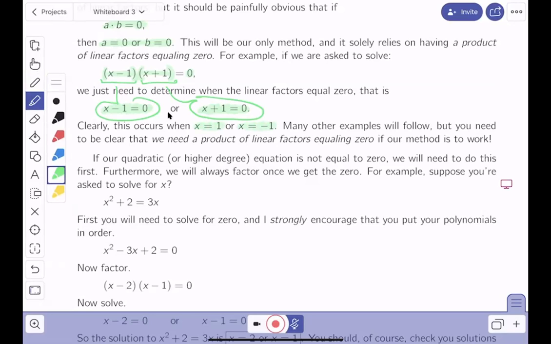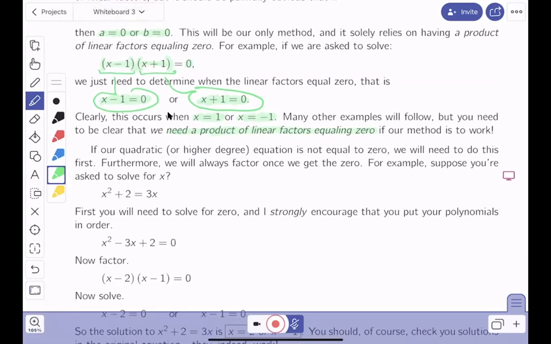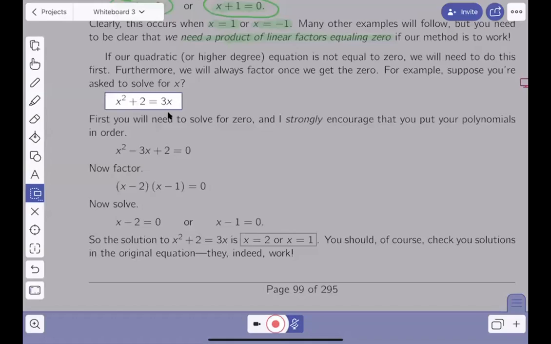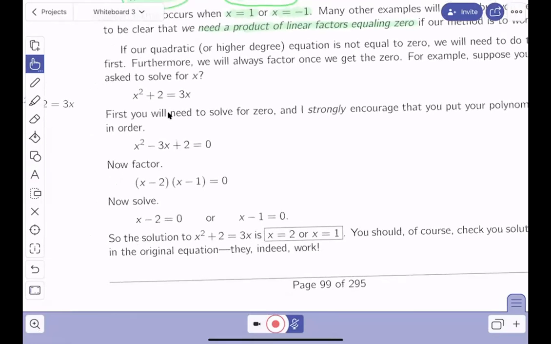So again, you hear me say this over and over again: zero product rule. Here's the trouble with the zero product rule. It depends on your ability to factor. So factoring is going to be the problem now. You've got to get the 0 and then you've got to get it factored. We need a product of linear factors equal to 0 for this method to work. So let's take a look at an example.